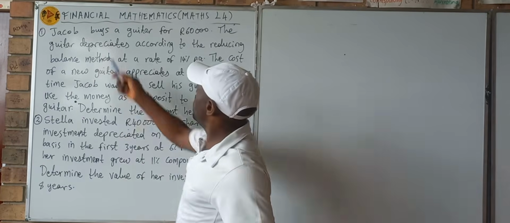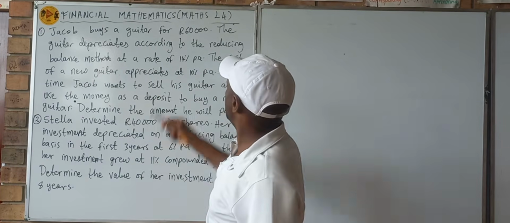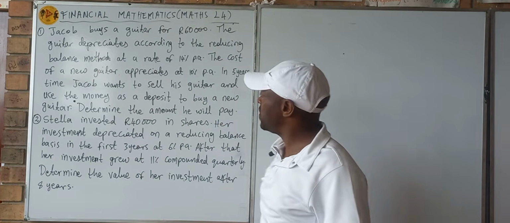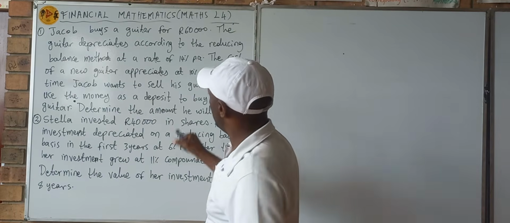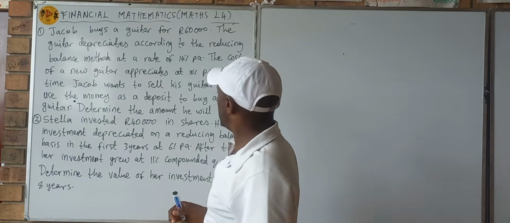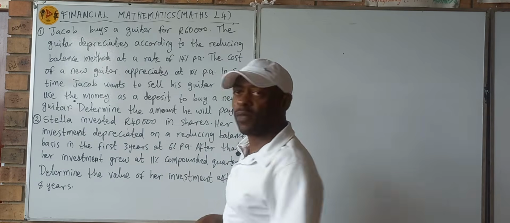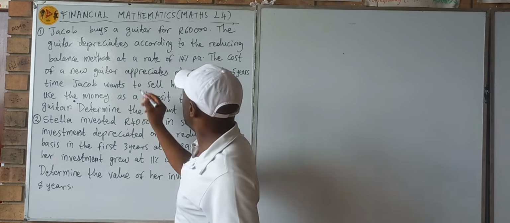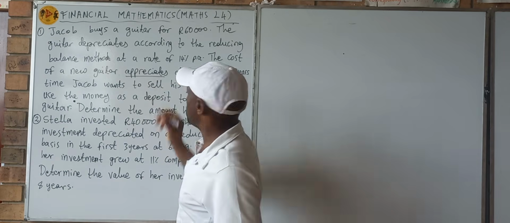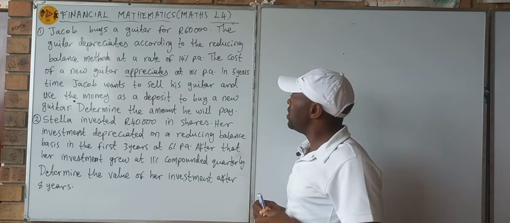We still continue our journey in financial mathematics for mathematics level 4 students, and I've been concentrating a lot on depreciation. This time we'll still be talking about depreciation, but with some element of appreciation stepping in. When we talk of appreciation, we are referring to simple interest and compound interest.